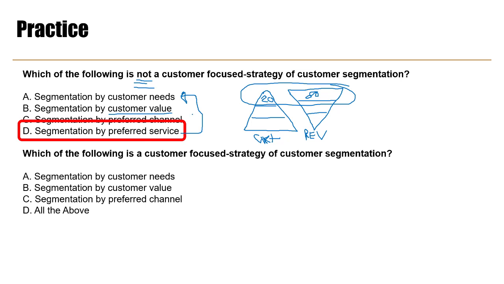Then the next question is the same question, but it doesn't have the not. It's a different format that you might see. Which of the following is a customer-focused strategy of customer segmentation? We talked through these in detail above, that these are the different segmentation strategies, so the answer is going to be all the above. So it's just important to understand that you can have the answer of all the above, and keep that in mind. You have to understand if it's the not, if it's the positive or the negative of the question.